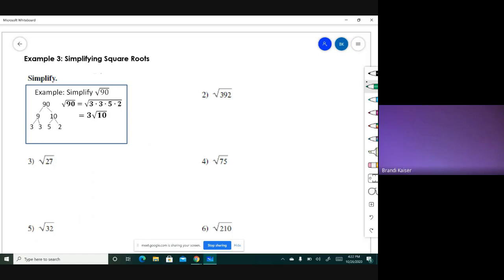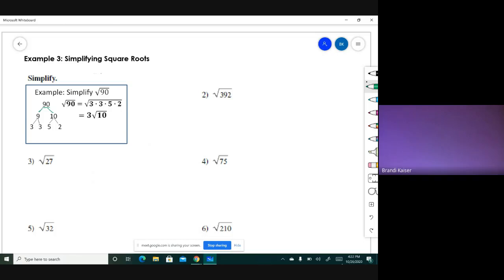So all you have to do when you end up with numbers that aren't perfect squares, okay, we're not just going to type them into a calculator and get a decimal. That's not what our goal is. Our goal is to try to simplify the radical. Okay, in order to do that, we have to build a factor tree. So if I look at 90, they split it up into 9 and 10.